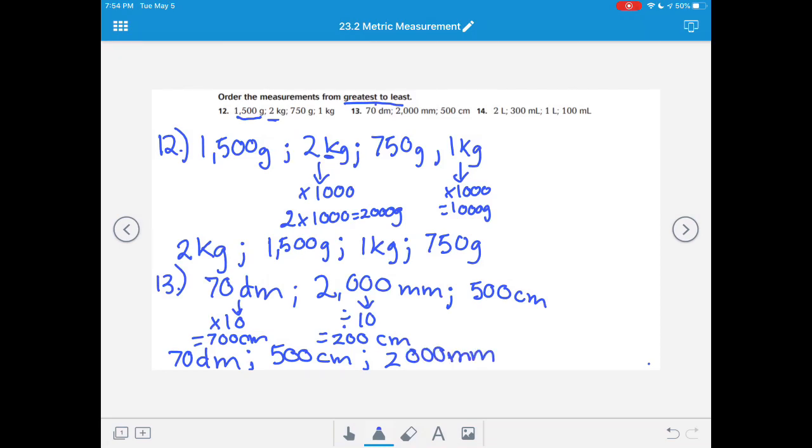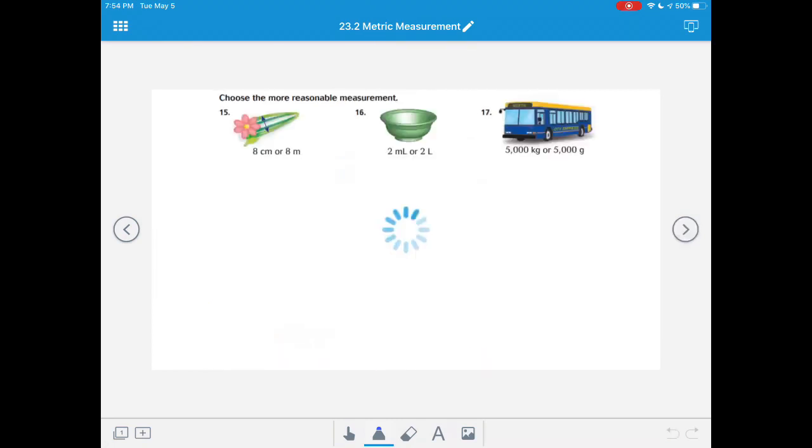So do you see why it's important that you have them all converted to be the same unit of measurement so that you can clearly see? Because looking at this at first glance, 2,000 millimeters, I'm like, whoa, 2,000, that must be the biggest. But it actually was the smallest. So make sure that you do the conversions before you start sorting them.